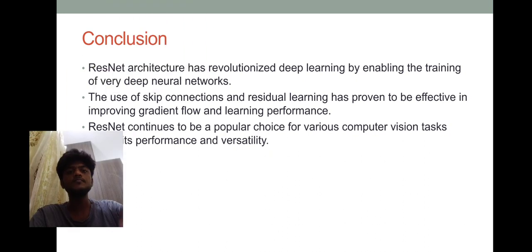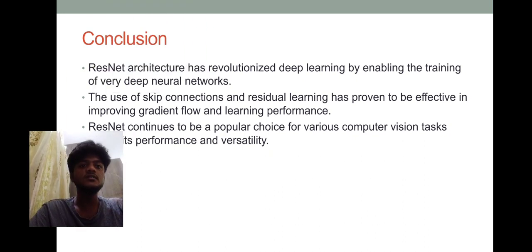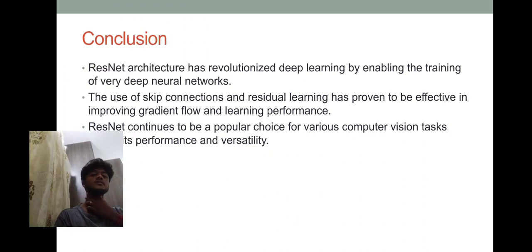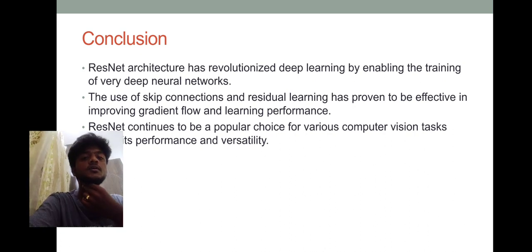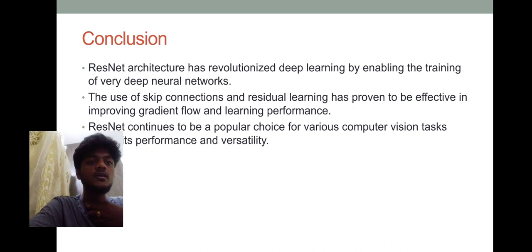So, conclusion: ResNet architectures have revolutionized deep learning by enabling the training of very deep neural networks. The use of skip connections and residual learning has proven to be effective in improving gradient flow.